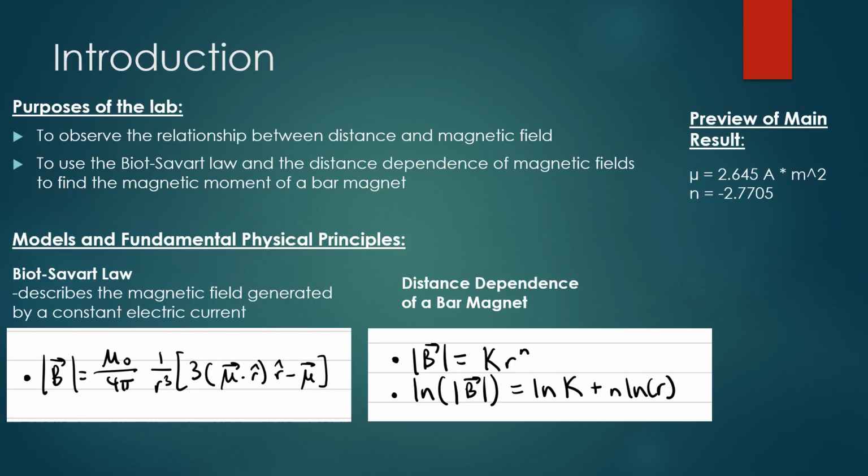The purposes of the lab were to observe the relationship between distance and magnetic field, and to use the Biot-Savart law and the distance dependence of magnetic fields to find the magnetic moment of a bar magnet. The models and fundamental physical principles were the Biot-Savart law, which is shown below, and the distance dependence of a bar magnet. The main results of the lab showed that the magnetic moment of the bar magnet was 2.645, and the n calculated was negative 2.7705.